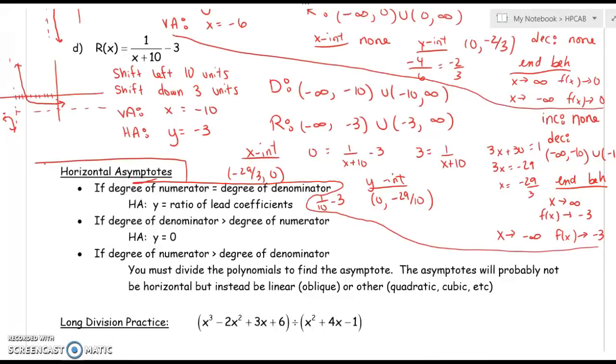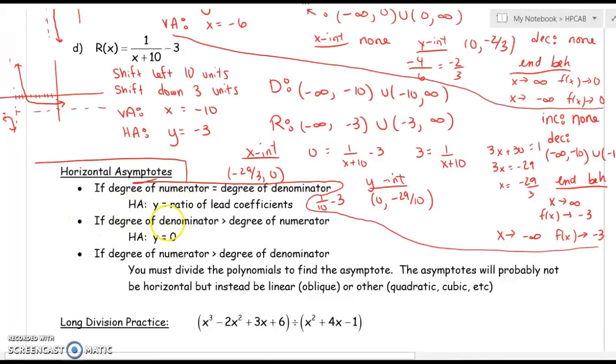All right. We're going to talk a little bit about horizontal asymptotes. I know that you've done this before. To figure out where the horizontal asymptote is from an actual equation, if the degree of the numerator equals the degree of the denominator, then it's going to be the ratio of the lead coefficients. Y equals whatever that happens to be. And I'll show you how that works in a moment.